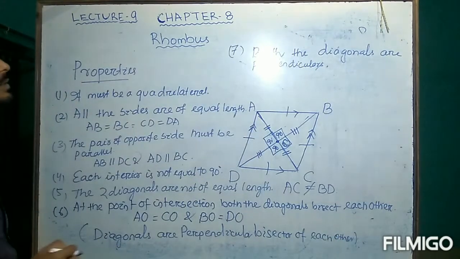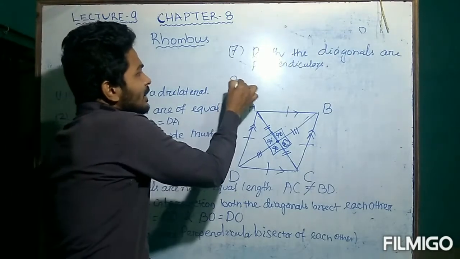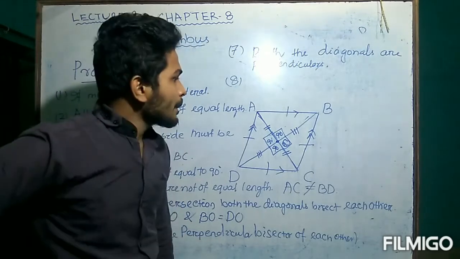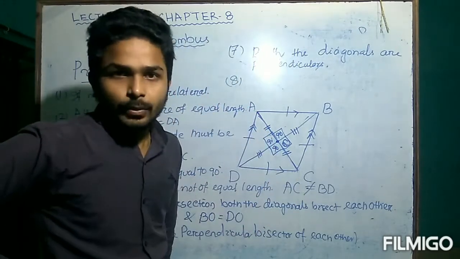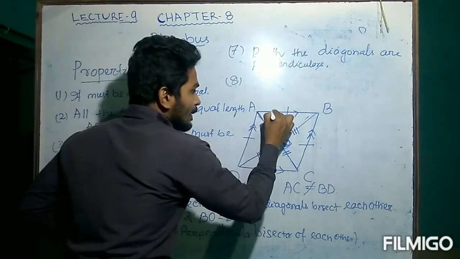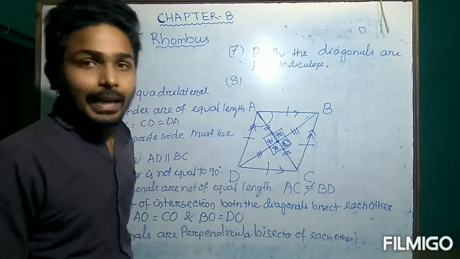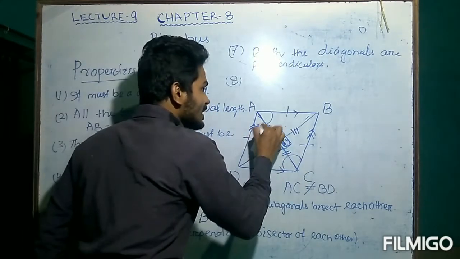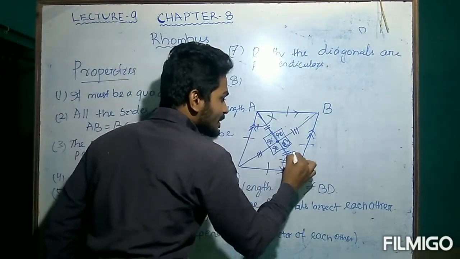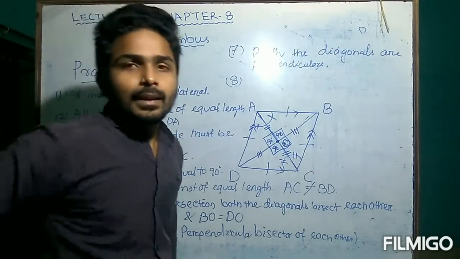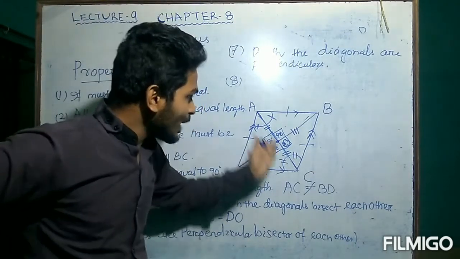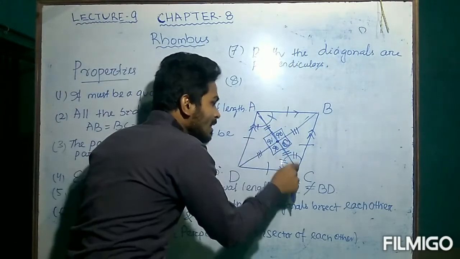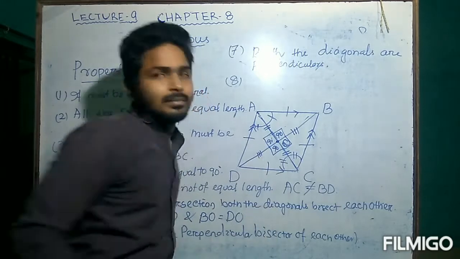Okay, now these are the 7 points. Last point, you have to remember this point. The last point tells you that this diagonal AC bisects this angle A. Similarly, it bisects this angle C. It means this is equal to this and this is equal to this. Okay, it means you can write the diagonal is the angle bisector of the opposite vertex angles.